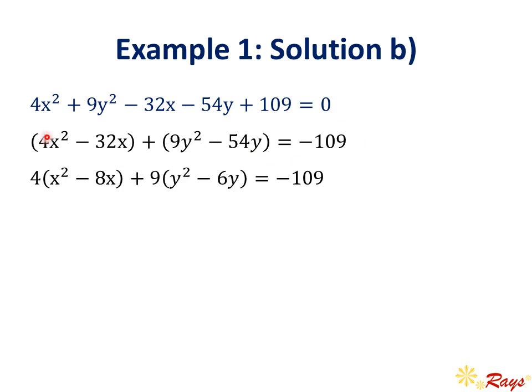However, since the coefficient of x squared is not 1, and same goes to this one, we have to factor them out so that it will be easier for us to complete the square here. So factor out 4, now we get -8. Factor out 9, so now we have -6.